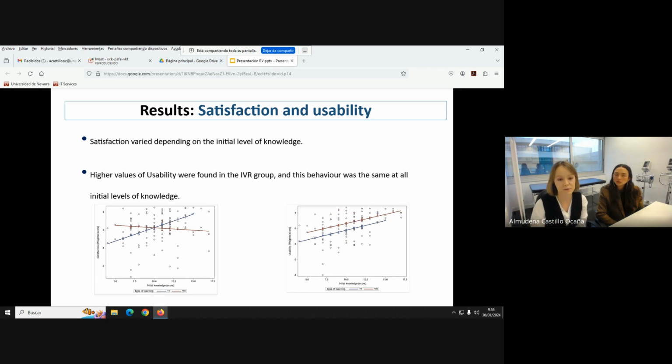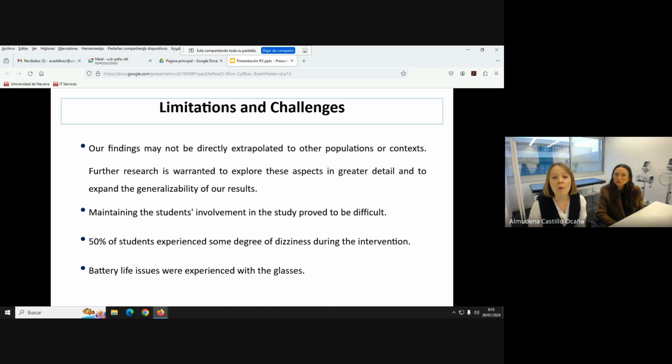We have some limitations and challenges that I would like to share with you. Our findings may not be directly extrapolated to other populations. That's why we need further research in this field.